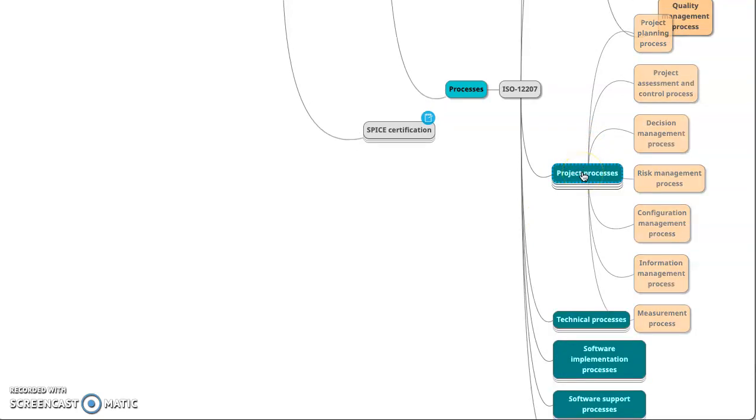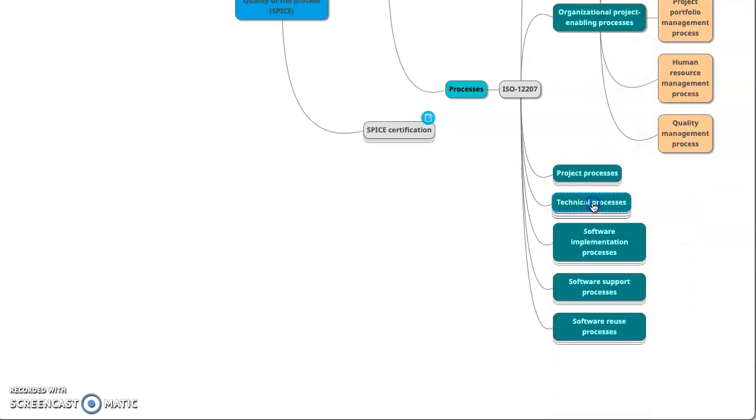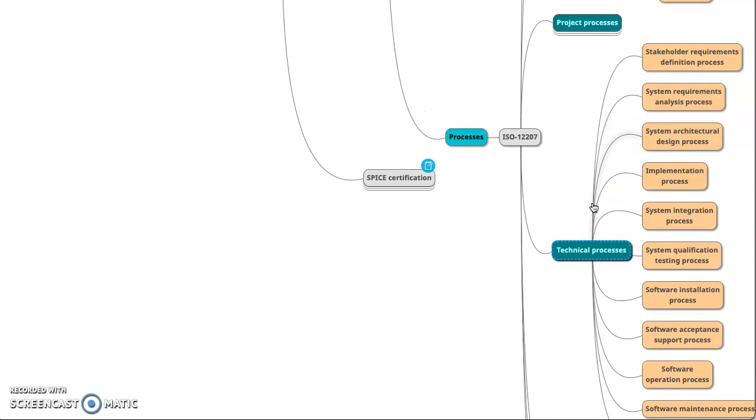Another one is technical processes. That's what I told you, we are here regarding the requirements, which are not just functional but also non-functional requirements, architecture design, and implementation.